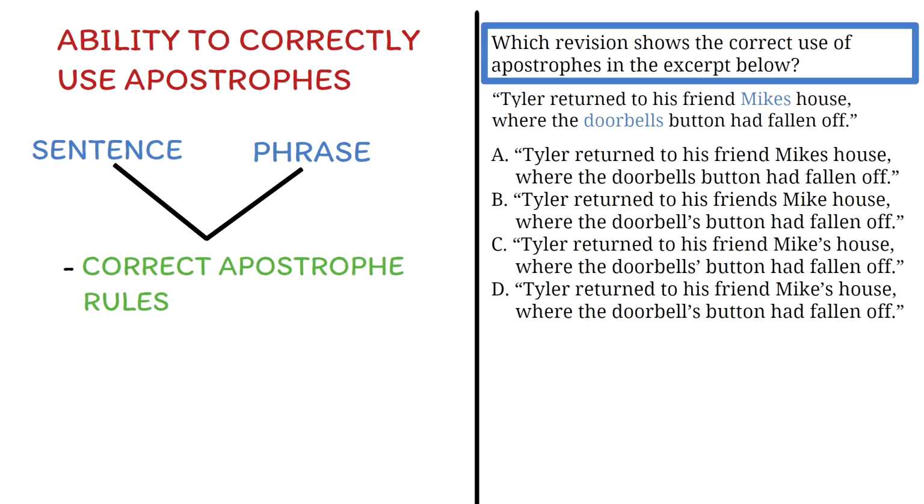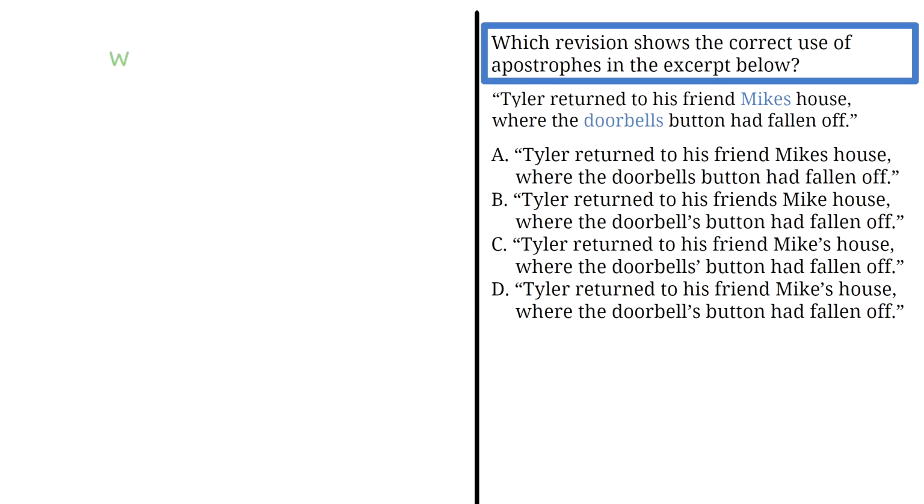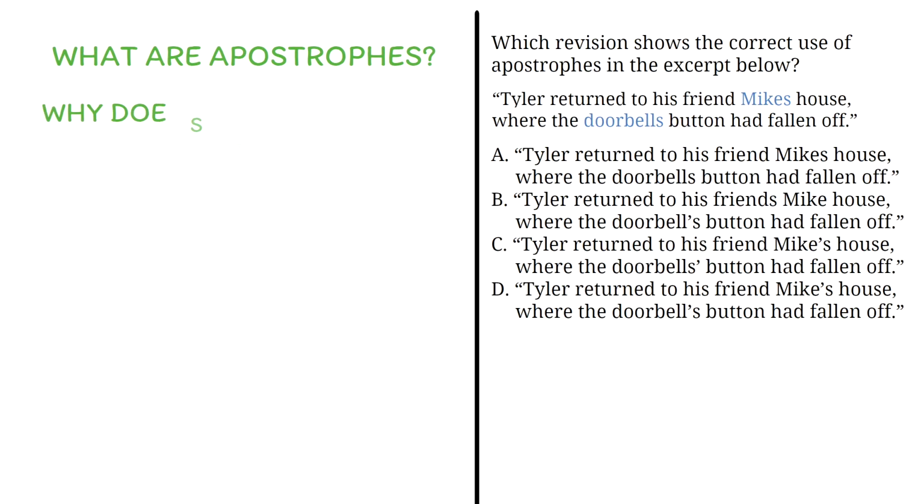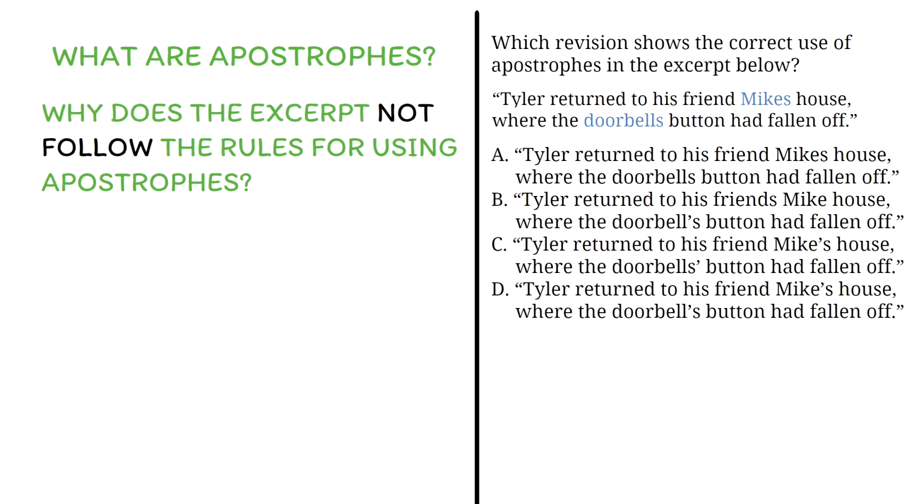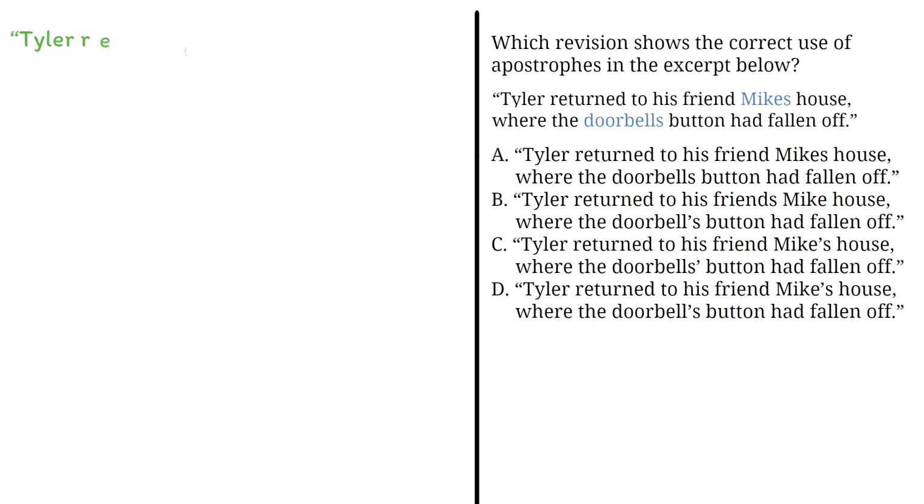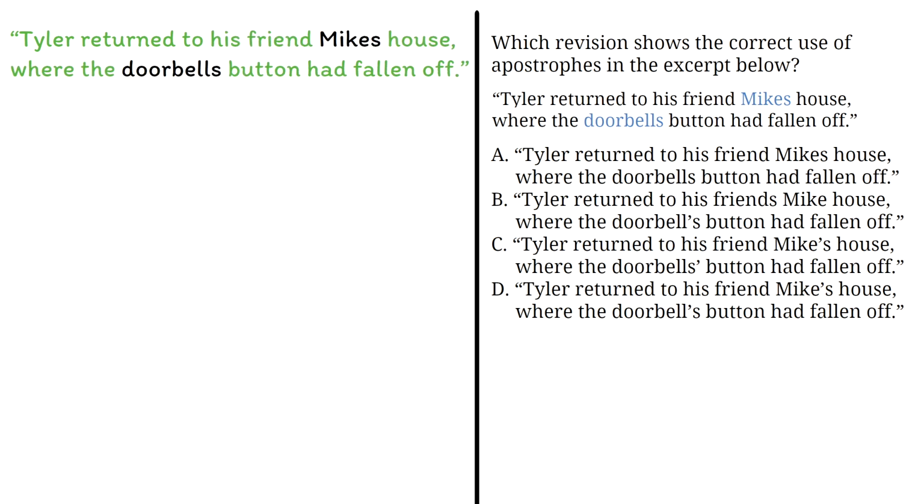To answer this question, we first need to understand what an apostrophe is. Then we carefully examine the original text provided to identify where it does not follow the rules for using apostrophes. That's how we arrive at the best answer. Now let's write out the original text from the passage. The excerpt reads, Tyler returned to his friend Mike's house, where the doorbell's button had fallen off.